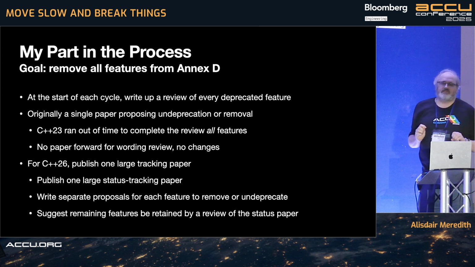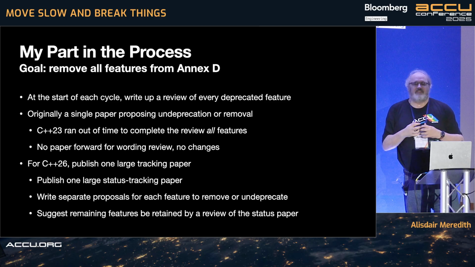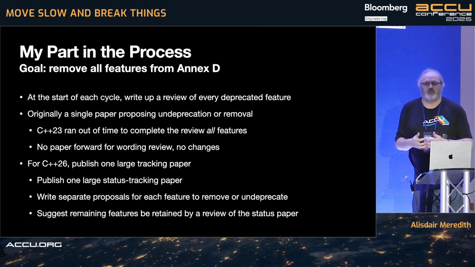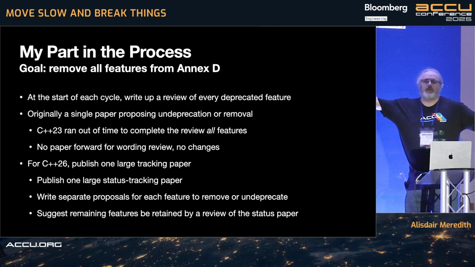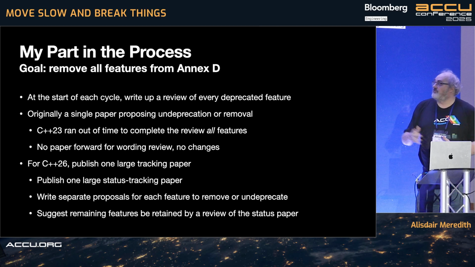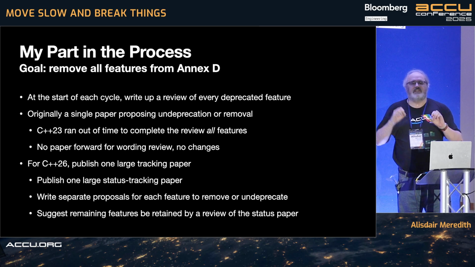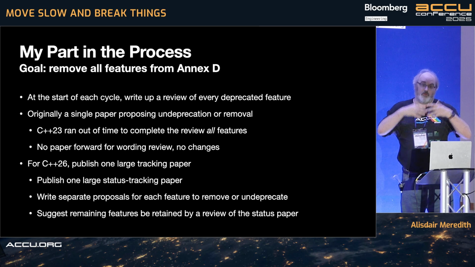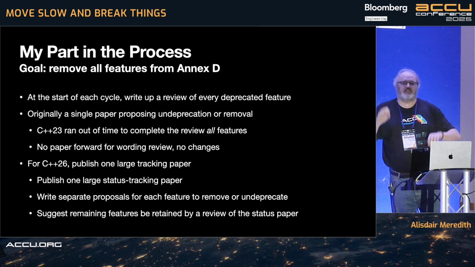In general, in the past, I used to file one big paper to try to remove everything all at once. And I then found out that for C++23, nothing got removed because I couldn't remove anything until the whole big paper was processed, and I ran out of time. So none of the moving parts got to move. So for C++26, as we're going to see, I have a new process where I write a specific paper for each individual feature that's going to come out or be proposed to come out, while maintaining the big paper as just a general status update.